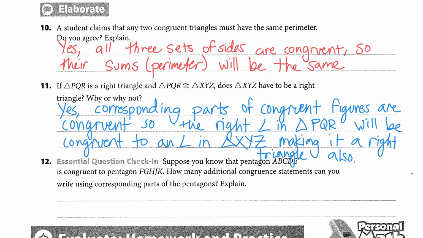12. Suppose you know that pentagon ABCDE is congruent to pentagon FGHJK. How many additional congruent statements can you write using corresponding parts of the pentagons? Explain. Well, pentagons have 5 sides, so we can write 5 side congruences. And they also have 5 angles, so we can write 5 angle congruences.